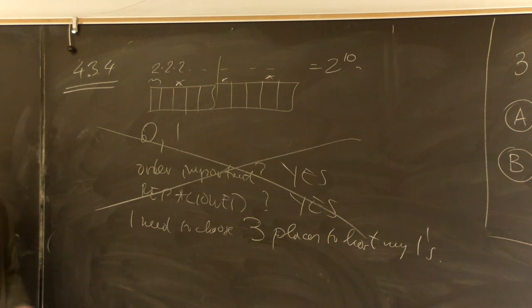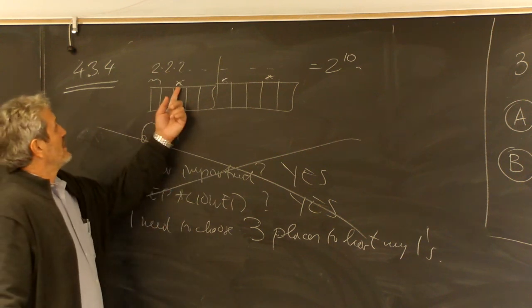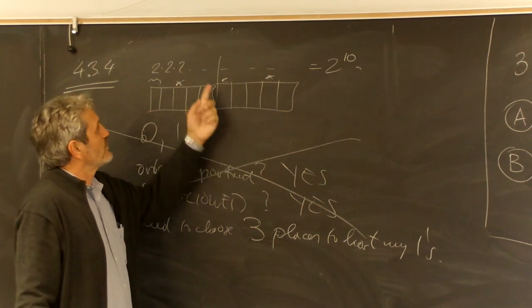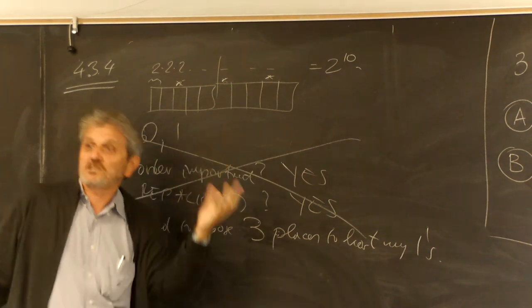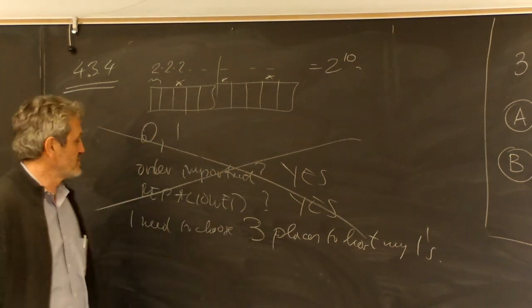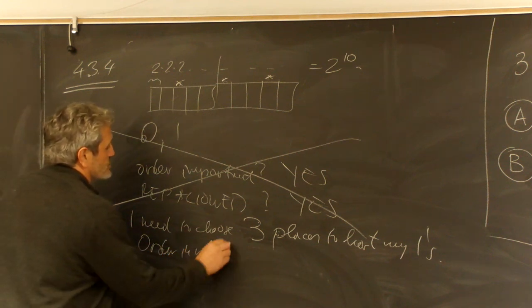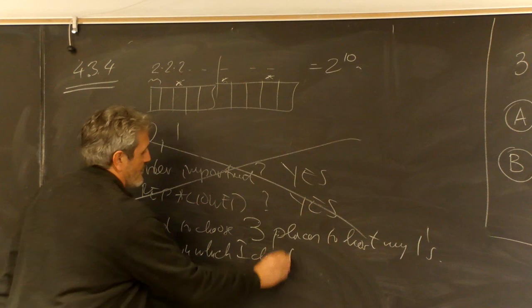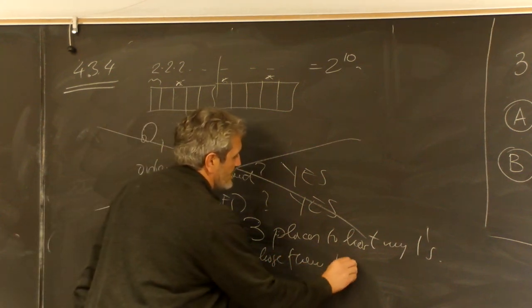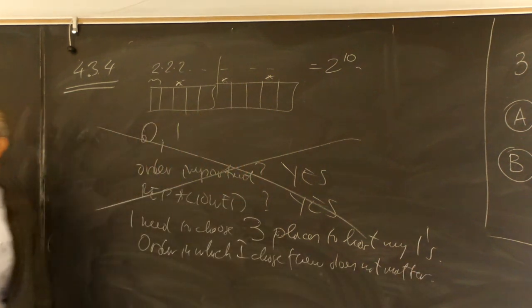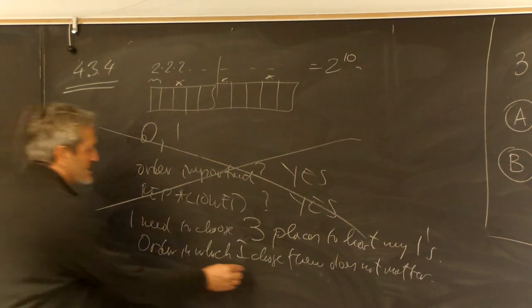Is the order of choosing, not order of writing, the order in which I choose those 3, important or not? If I choose the 3rd one first, then the 9th, then the 6th, or I choose the 6th one first, it doesn't matter. The order in which I choose them does not matter. Does this sound like what we are studying today? So then choose 3.